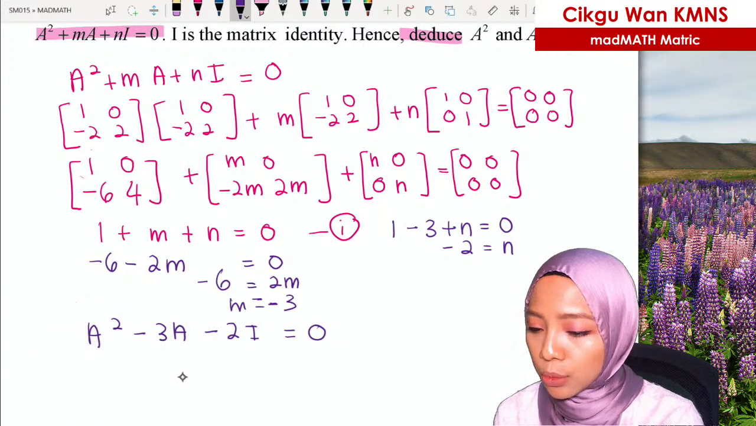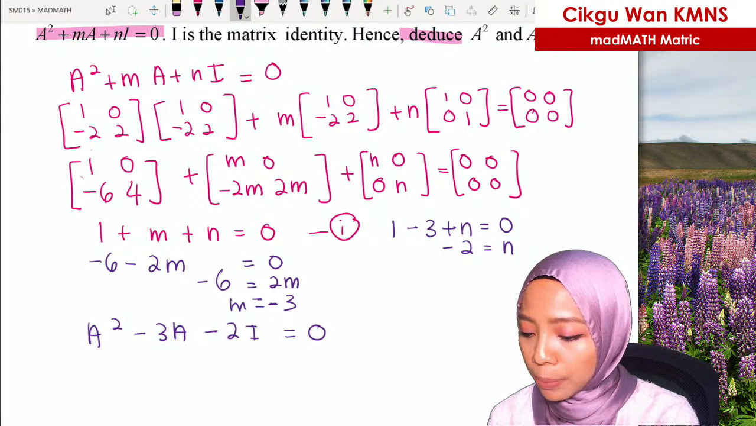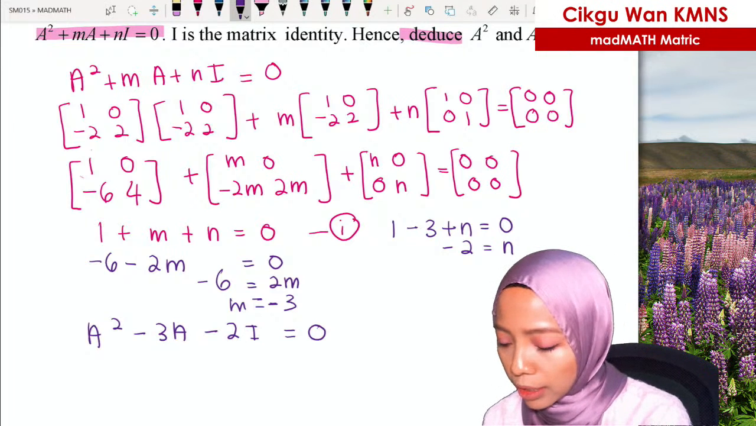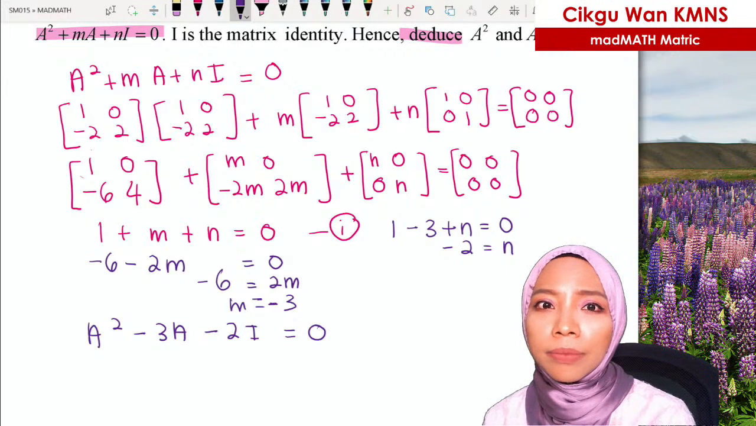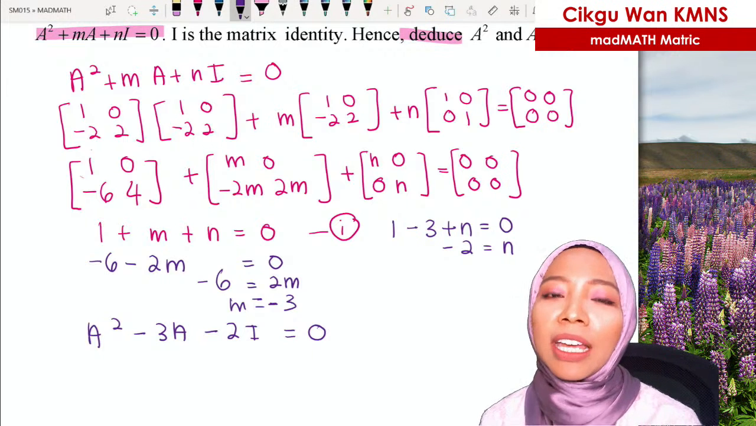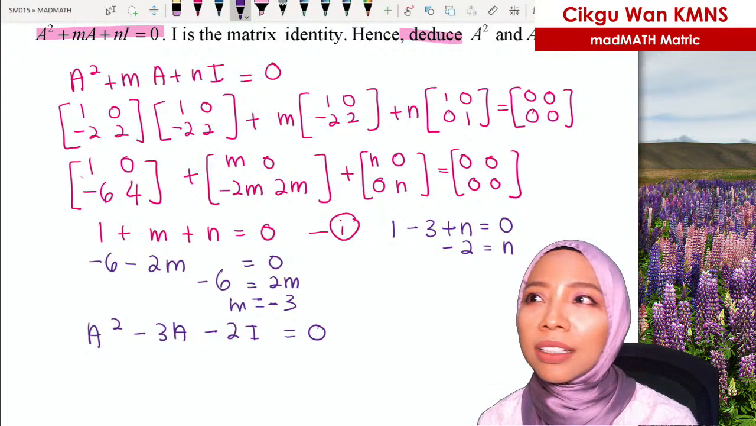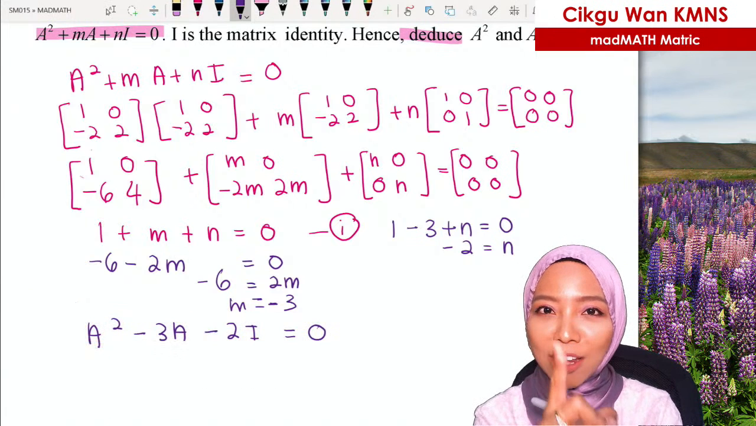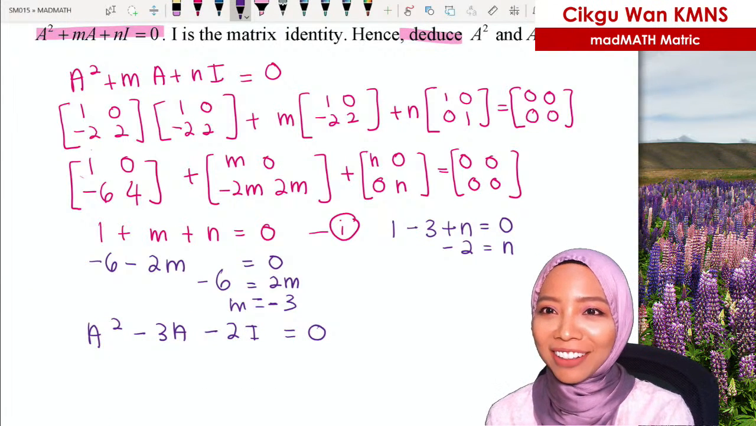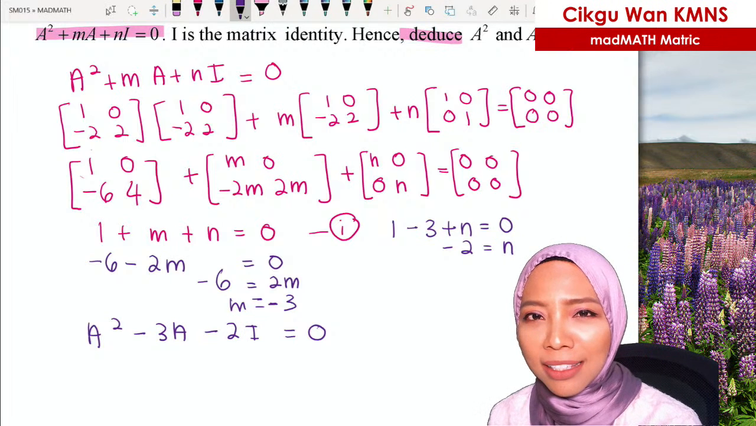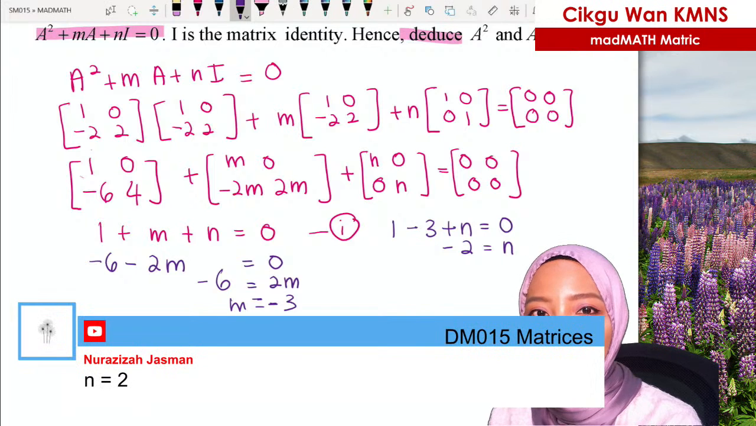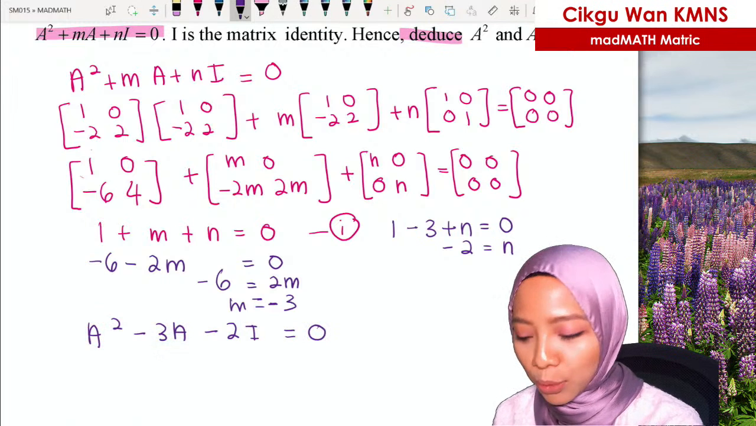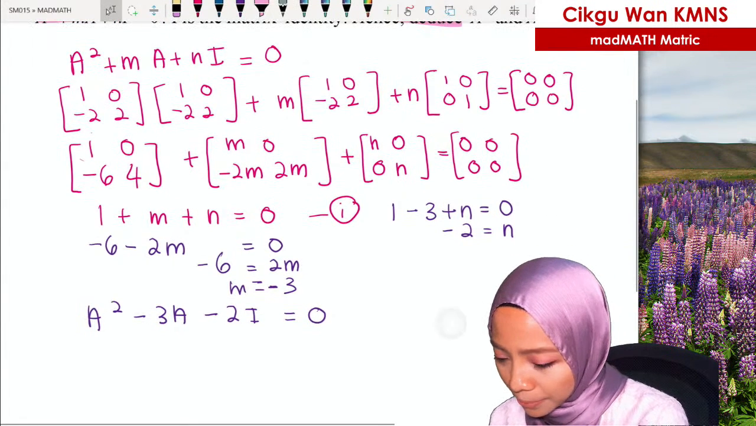Deduce a square. So dari sini kita dah dapat lah A square minus okay, Aisyah dapat. Okay, semua dapat sama. Bagus. Okay, tahniah. Okay, kita continue. Okay, for DM015 cannot. Okay, ada yang dah double confirm cannot. Oh, Ainan. Okay, thank you Sir Ainan. Cannot use, Sir Ainan dah cakap dah cannot. Mana you belajar? Siapa yang ajar Cramer's rule? Study dalam buku ya. Okay. Alright, I continue ya. Okay, thank you Ainan.